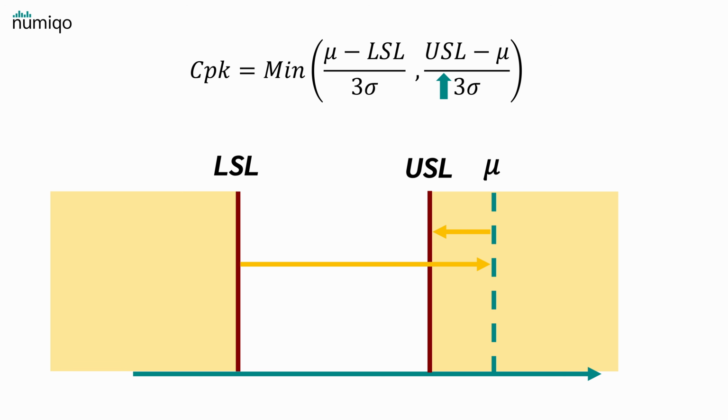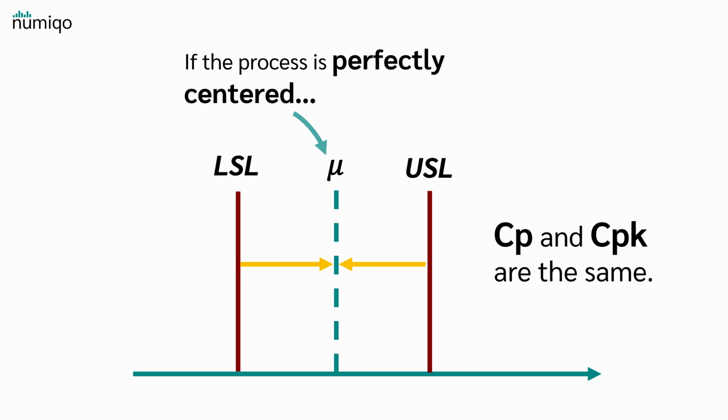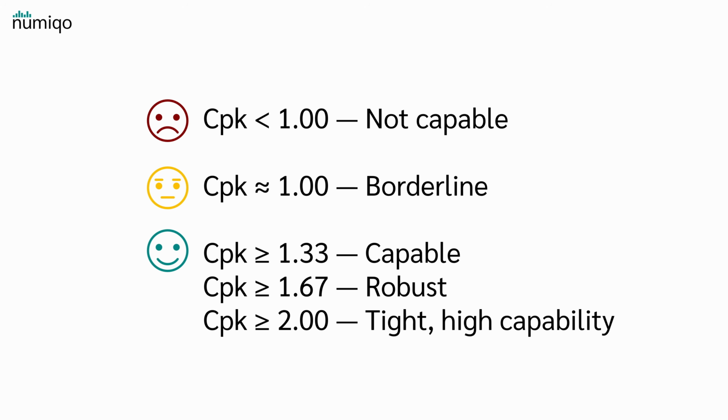So the bigger the process width, the smaller the CPK value. If the process was perfectly centered, we would have the same distance left and right, and CP and CPK would be the same. So with CP, we have a value that reflects the potential capability under ideal centering, and with CPK, we have a value that shows the actual capability, accounting for any shift from the center. We can use the same CP table to categorize CPK values.